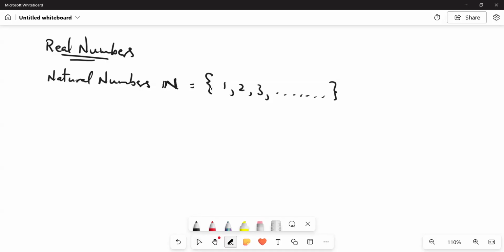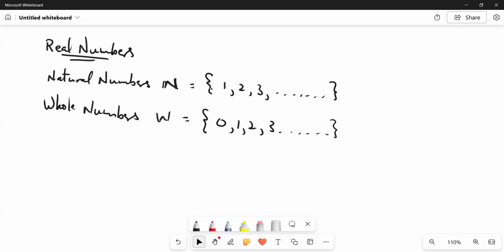I think zero comes in when we refer to what we call whole numbers, right? And that's a W. Those start from zero, and that's where zero comes in, and it goes on to infinity. So that's a little addition to the mathematics, this zero here. Whole numbers start from zero.